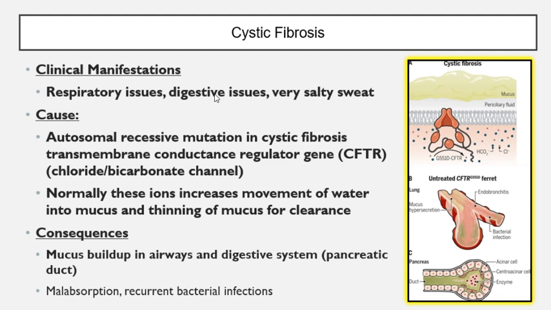We also have cystic fibrosis. What this is, it's an autosomal recessive mutation in the cystic fibrosis transmembrane conductance regulator gene, CFTR. And this is a chloride channel. What we'll see a lot later, but the concept's still true, is that it's a chloride bicarbonate channel. What these ion channels do is they regulate the movement of ions in and out of the cell. And this one specifically releases ions out of the cell.